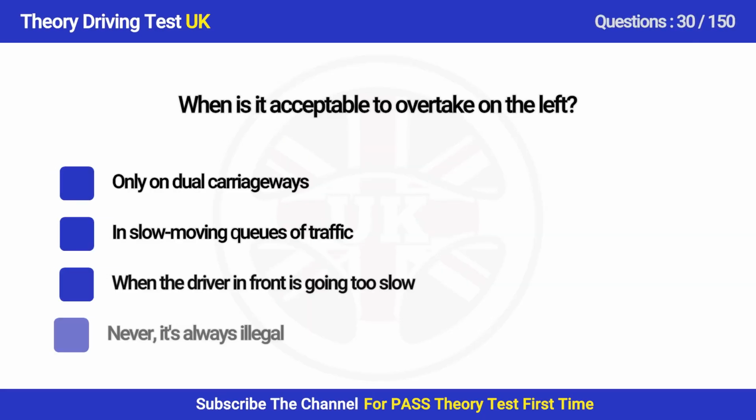Question 30. When is it acceptable to overtake on the left? A. Only on dual carriageways. B. In slow-moving queues of traffic. C. When the driver in front is going too slow. D. Never, it's always illegal.